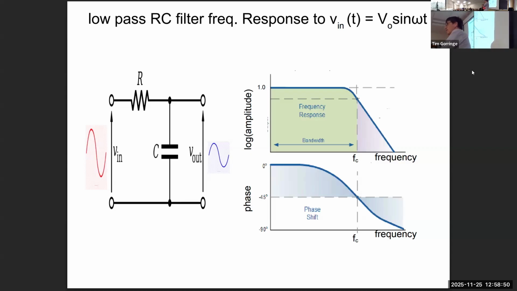So this is why we call this a low pass frequency filter, because it passes low frequency signals, but it attenuates high frequency signals. And this is looking at that filter, not as a step function in the time domain, but looking at it in the frequency domain.